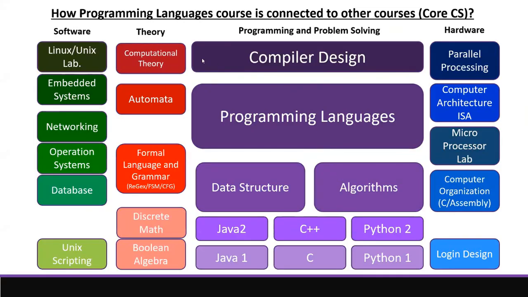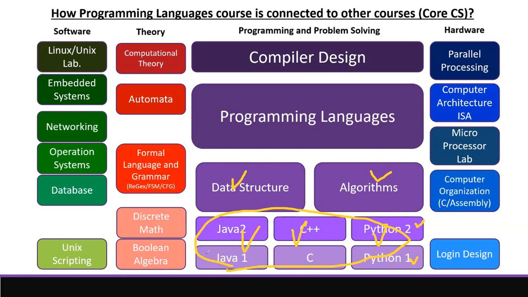So now let's look at this programming language course and its relationship with the other courses. You come to the computer science department, you get started with programming skills. You may pick one of the languages, Python, C++, or Java, and they teach you one or two semesters. First semester is introduction to computer science, second semester is programming language. Then you move on to data structures, and then maybe algorithms.